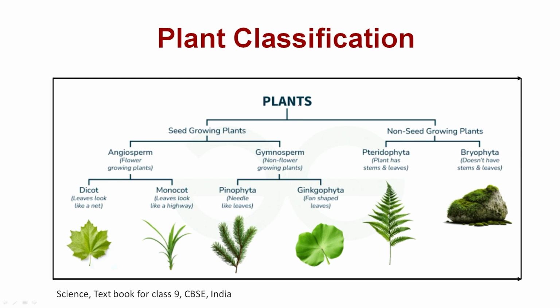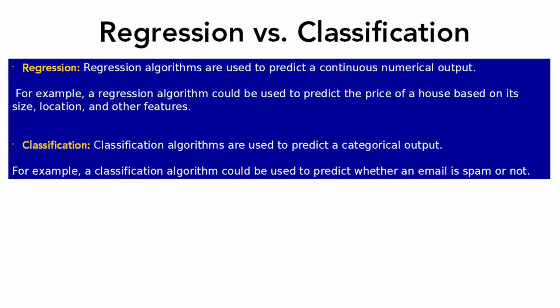They don't grow seeds many times, right? Many of the grass. So that's what this is, a classification problem. So you train the computer like that, then you give a new picture of a plant, and it will classify it into these categories. So that means it is already predefined, right? So what is the difference between classification and regression?